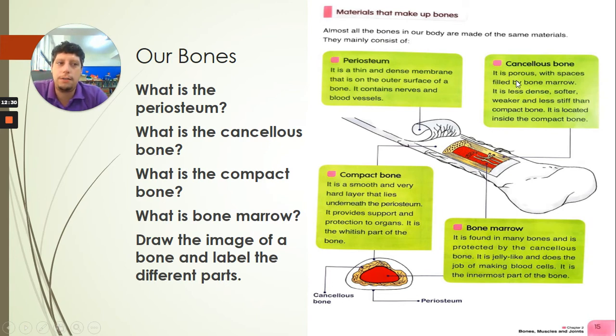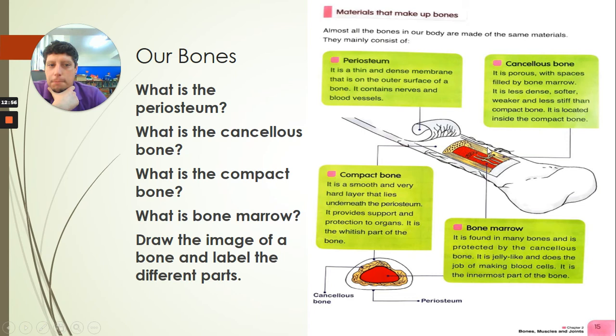It is porous with spaces filled by bone marrow. It is less dense, softer, weaker, and less stiff than compact bone. It is located inside the compact bone. Okay, so I probably should have done compact bone first, but we'll just deal with this now. So as you can see here, it's inside the compact bone. So it's actually in the middle here.